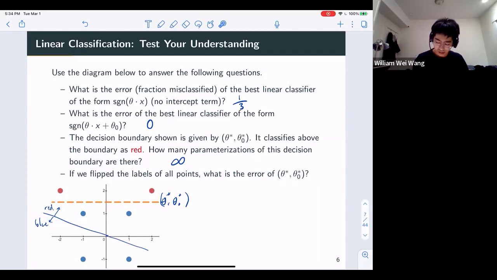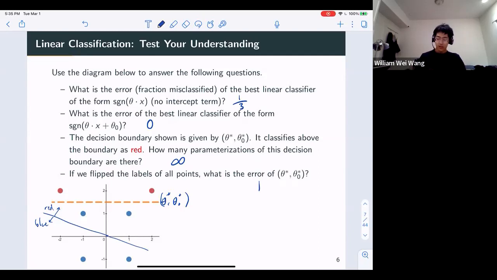And then if you flip the labels of the points, what's the error? Well, the error is going to be 1 because, like I said, the blue becomes red, the red becomes blue, and then your classifier gets everything wrong now.